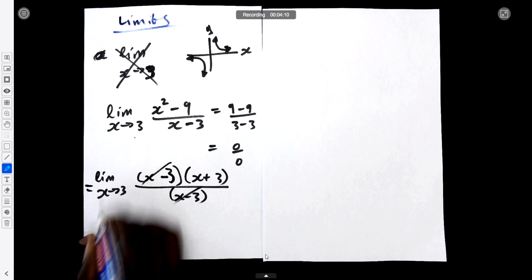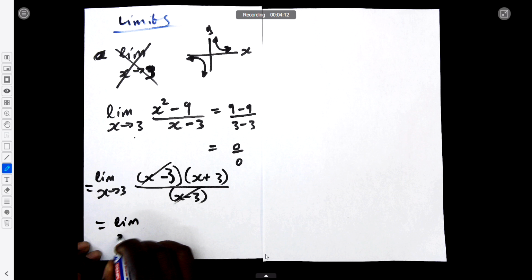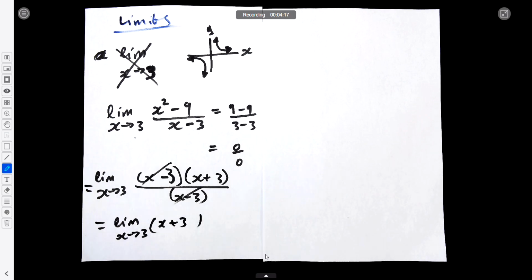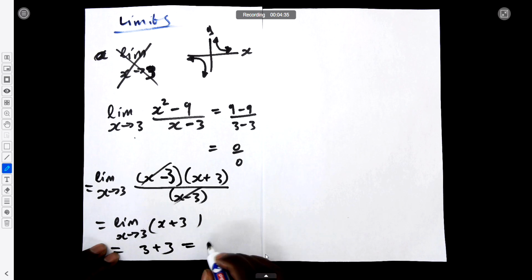From there, simplifying further, the limit as x approaches 3, we are left with x plus 3. At least now it has given us a linear function. A linear function is defined, and if you say x is 0, you will have the value. So we have 3 plus 3 when we substitute. Therefore, the limit of the function is 6.